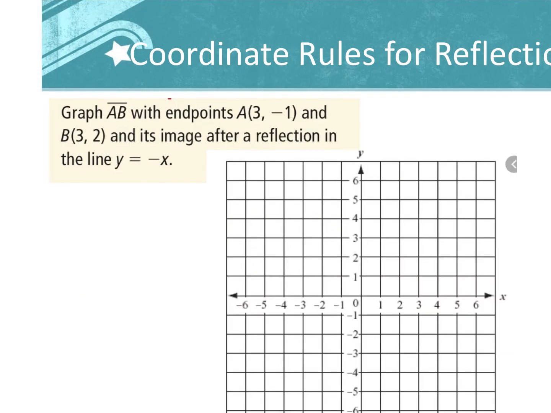After that, (3, -1) right here. This is A. B is going to be at (3, 2). So I have a segment, and my segment is vertical. And we're reflecting it over the line y equals -x. So you have to flip it and then negative. Good. So now my slope should be negative. I'm still going through the origin, though. Do we agree? My y-intercept is still 0. But my mirror should look like this for this problem.